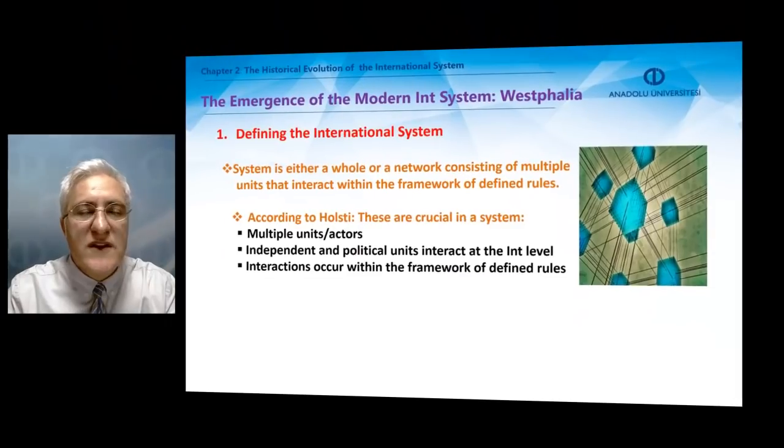Now, what is a system? What's an international system? The book gives you a definition of system as either a whole or a network consisting of multiple units that interact within the framework of defined rules. Then there are some crucial concepts in the system. First of all, there must be some units and actors, and they must be independent and political units, and they should interact at the international level. And these interactions occur, in fact, within the framework of defined rules.